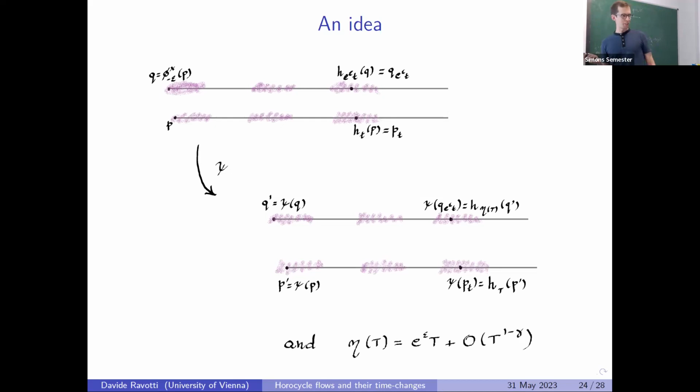So I know that if I move for time t along the orbit of P, and then I move for time minus epsilon along the geodesic flow, I can almost close the quadrilateral if from Q I move for a time e to the epsilon times t. Like so, here I move for a time t. From Q, I move for a constant e to the epsilon t, and I get a point that is again close to h_t of p. Okay, if epsilon is small, p and q are close together, and so also these two points, p_t and q of epsilon t, are also close together.